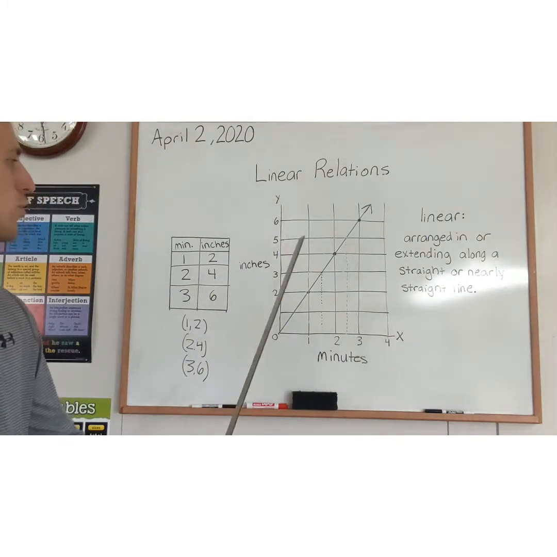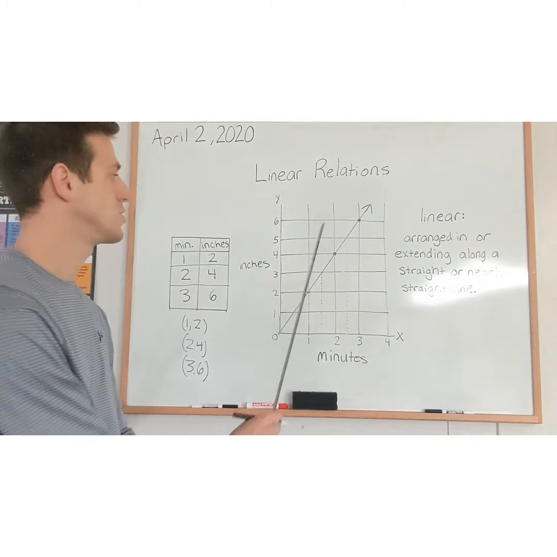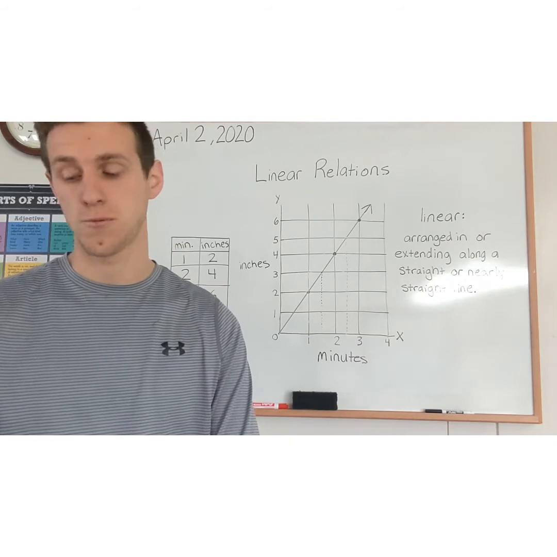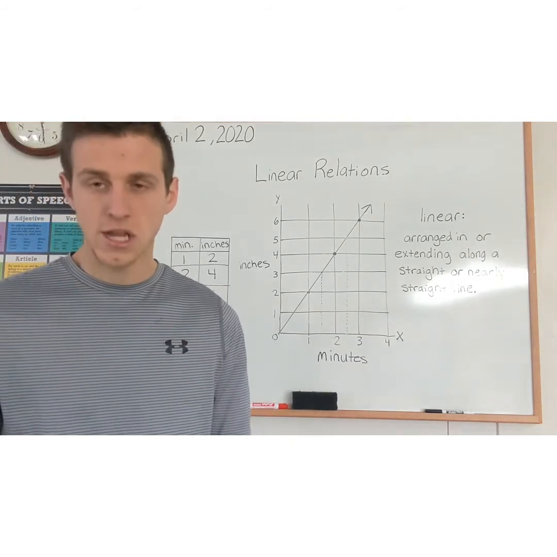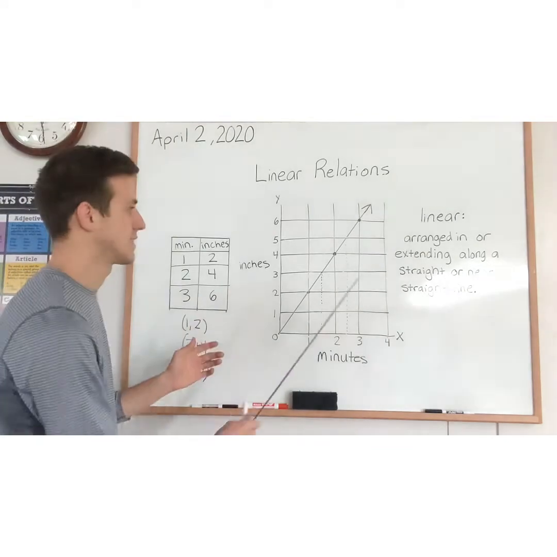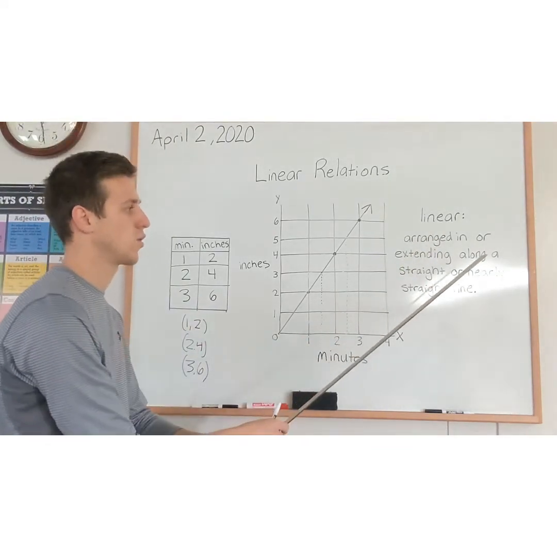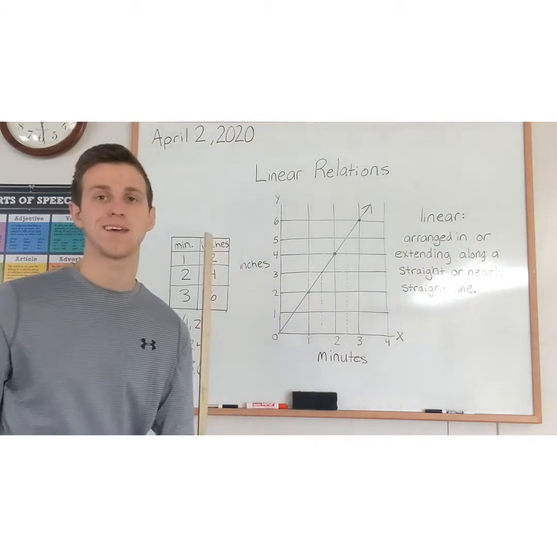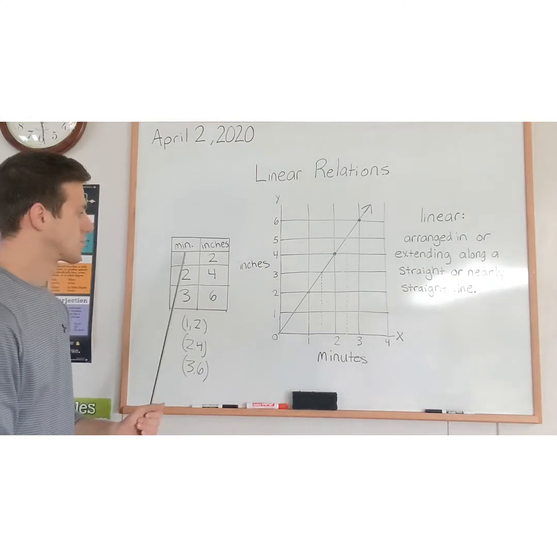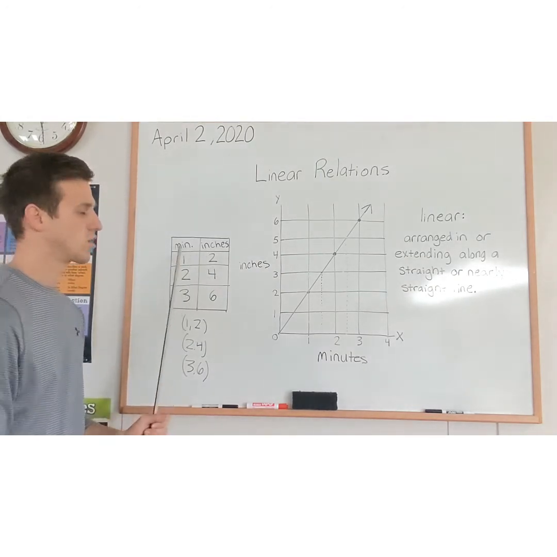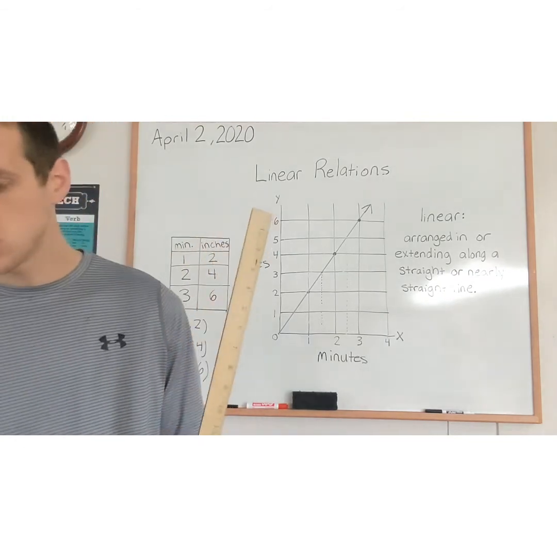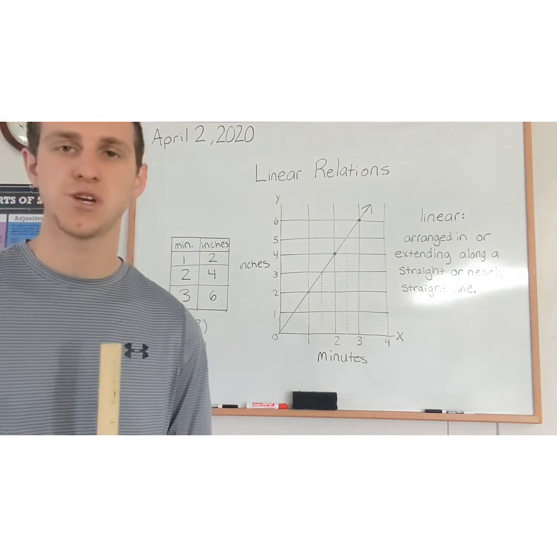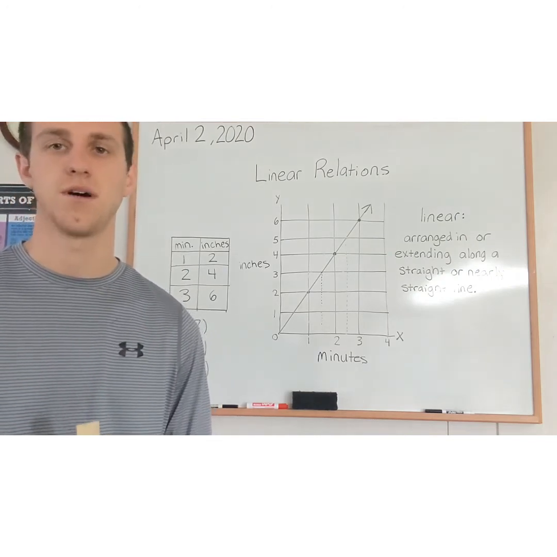So that is the benefit of plotting our points on our grid. We can use our linear line to help us solve questions we don't know. So that is what linear relations are. Linear means arranged in or extending along a straight or nearly straight line. And then we have our table of information, which is our steady relationship between two sets of numbers. A linear relation is a steady, unchanging relationship between two sets of numbers.